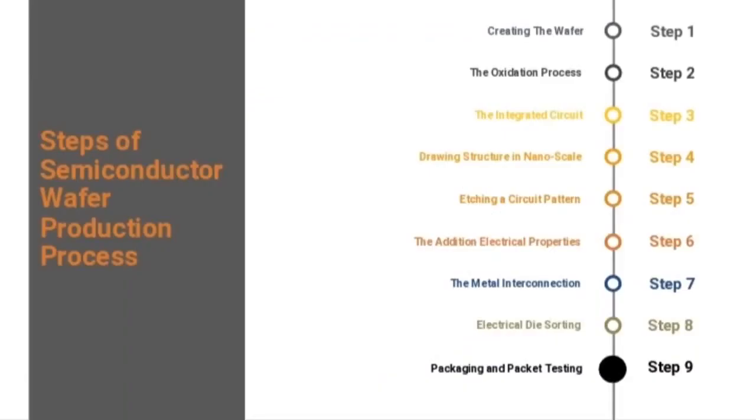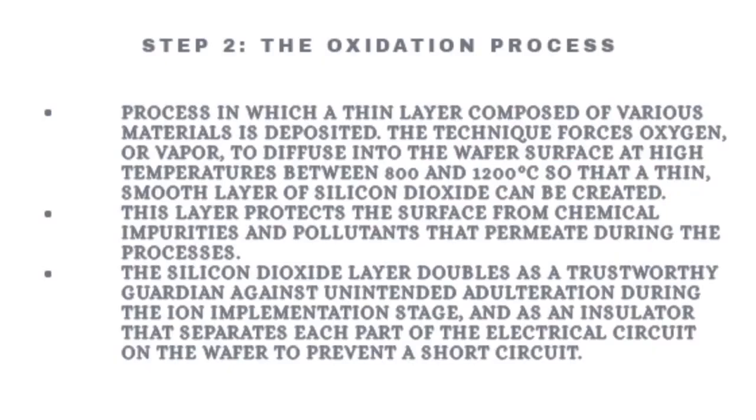Step 2. The oxidation process. A process in which a thin layer composed of various materials is deposited. The technique forces oxygen or vapor to diffuse into the wafer surface at high temperatures between 800 and 1200 degrees Celsius so that a thin, smooth layer of silicon dioxide can be created.